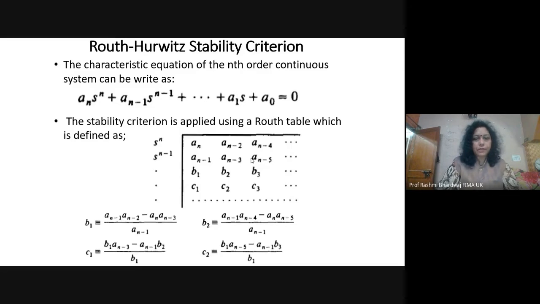With this combination you then write B1, B2, B3 and C1, C2, C3, where B1 is a_(n-1) times a_(n-2) minus a_n times a_(n-3), divided by a_(n-1). So this gives you the coefficient B1. Same way, B2 is a_(n-1) times a_(n-4) minus a_n times a_(n-5), divided again by a_(n-1). Same way, C1 is B1 times a_(n-3) minus a_(n-1) times B2, divided by B1, and C2 is B1 times a_(n-5) minus a_(n-1) times B3, divided by B1. So like this we go on calculating the other variables.